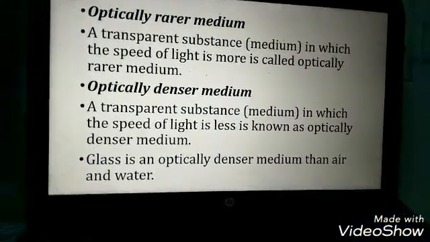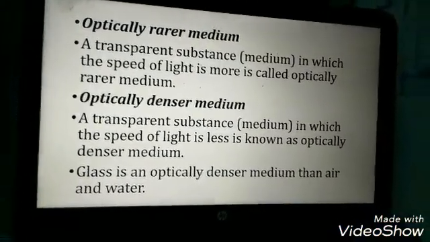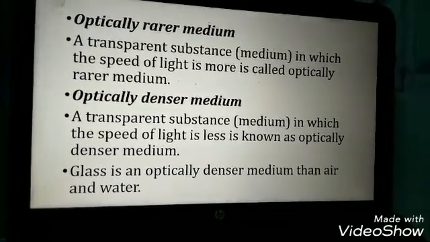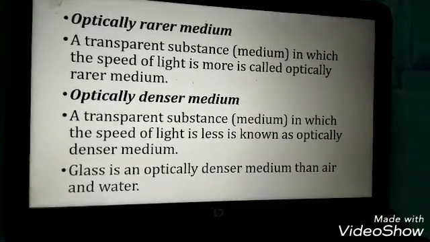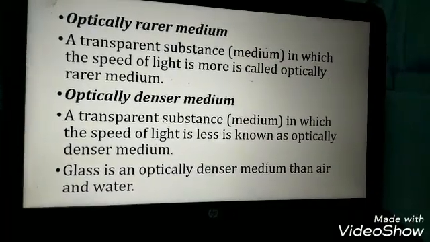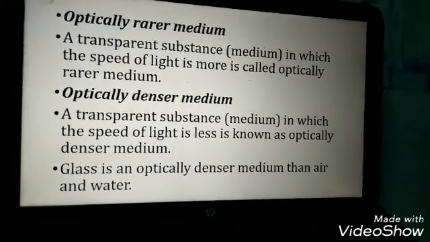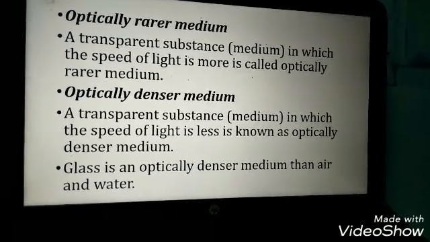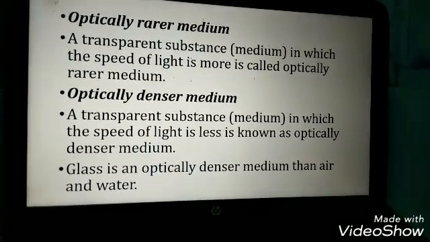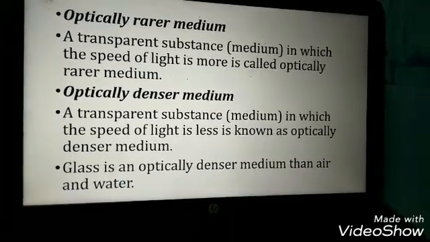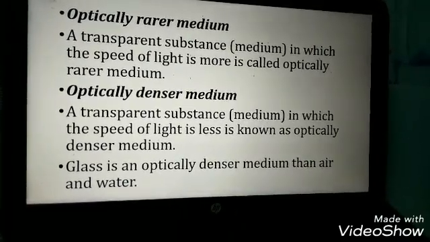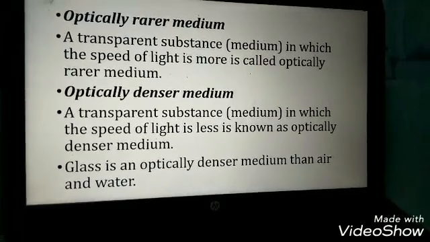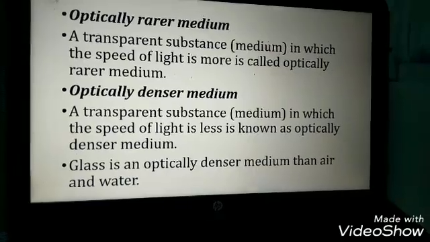In the experiment, we would have come across two terms: optically rarer and optically denser medium. If it is a rarer medium, the particles are very loosely packed, so the speed of light can travel very easily in such a medium. A transparent substance in which the speed of light is more is called an optically rarer medium. The exact opposite is called an optically denser medium. As it is a very dense medium, the particles are very closely packed, so the speed of light is a little less.